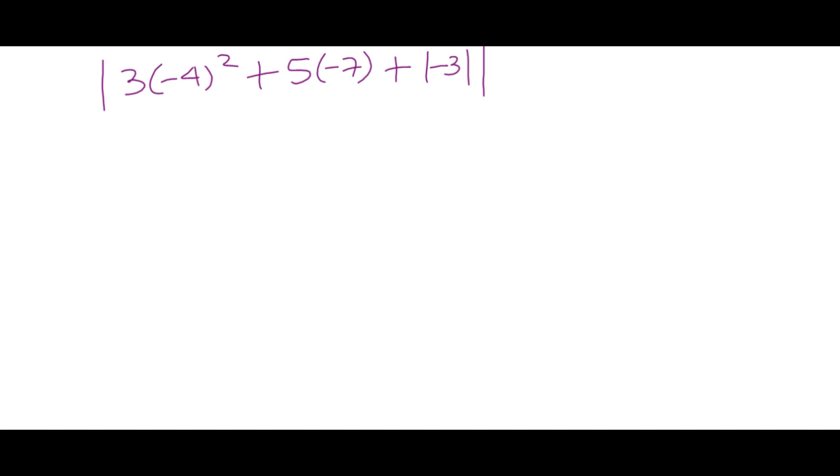So absolute values nest, just like brackets do, right? So I have an inner absolute value here, an outer absolute value here. So I'm not going to remove that outer absolute value until I've evaluated whatever's in between them, right? So I need to get 3 times negative 4 squared plus 5 times negative 7 plus the absolute value of negative 3 down to a single value, which will be inside the absolute value, and then take its absolute value. So I can just start applying order of operations.